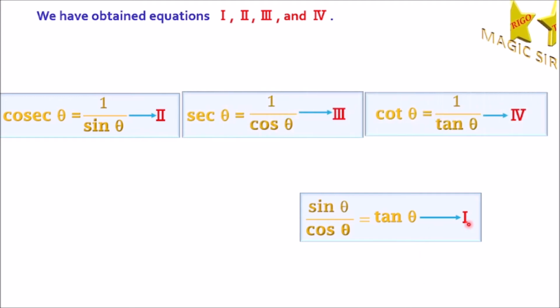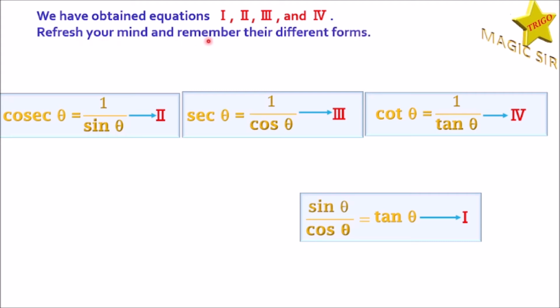Note that the reciprocal of number n is 1 upon n. We will use this concept. We have obtained equation 1, 2, 3 and 4. Refresh your mind and remember the different forms.